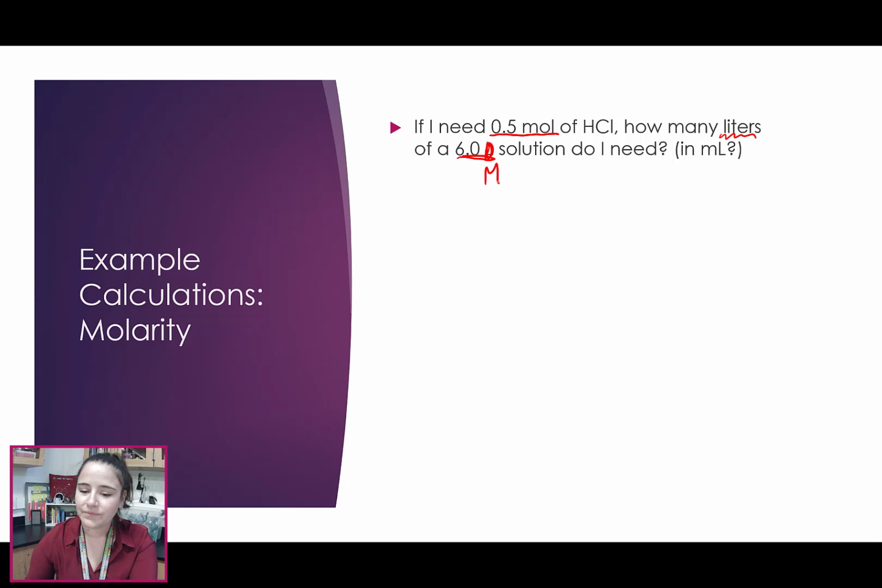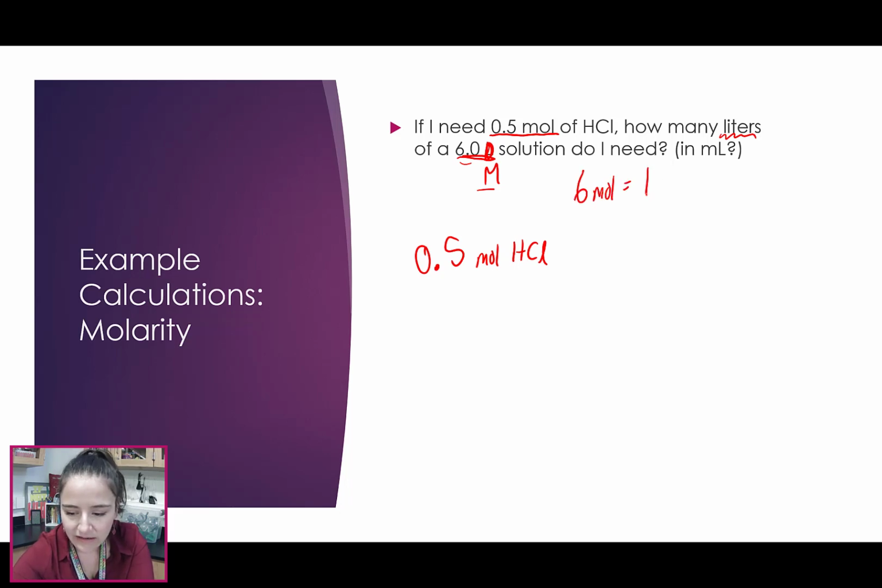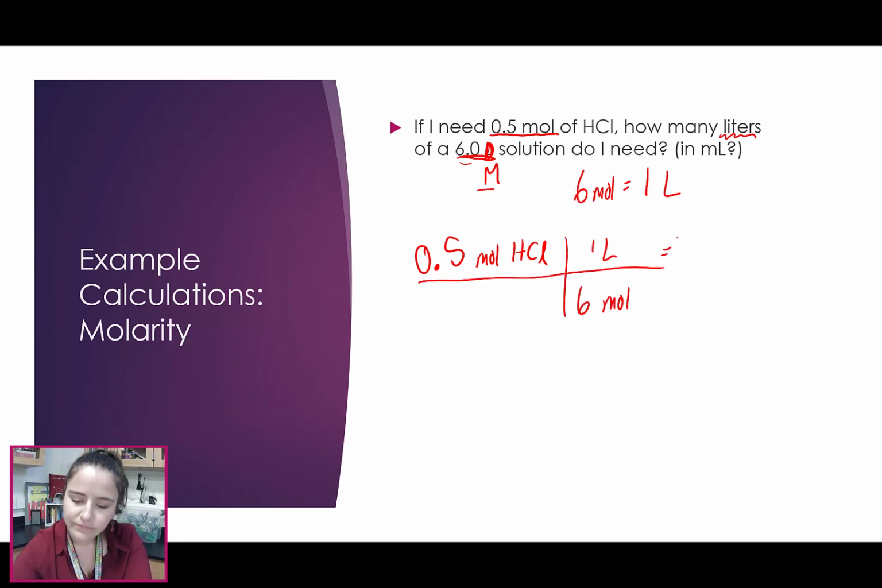Yep. So we're going to start with our known, the 0.5 moles of HCl, and then we can use this 6 molar like a conversion factor. It tells us that there's 6 moles in 1 liter. So if I need 0.5 moles, well, if there's 6 moles per liter, I would do 0.5 divided by 6. And I would get 0.083 liters. Now, that might be a little weird to measure out on a graduated cylinder or something like that.